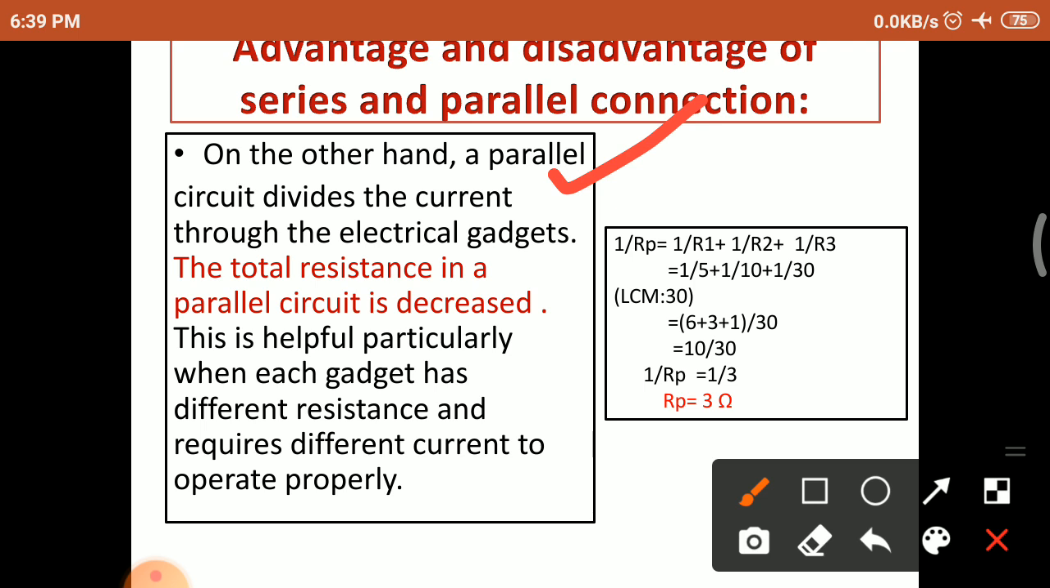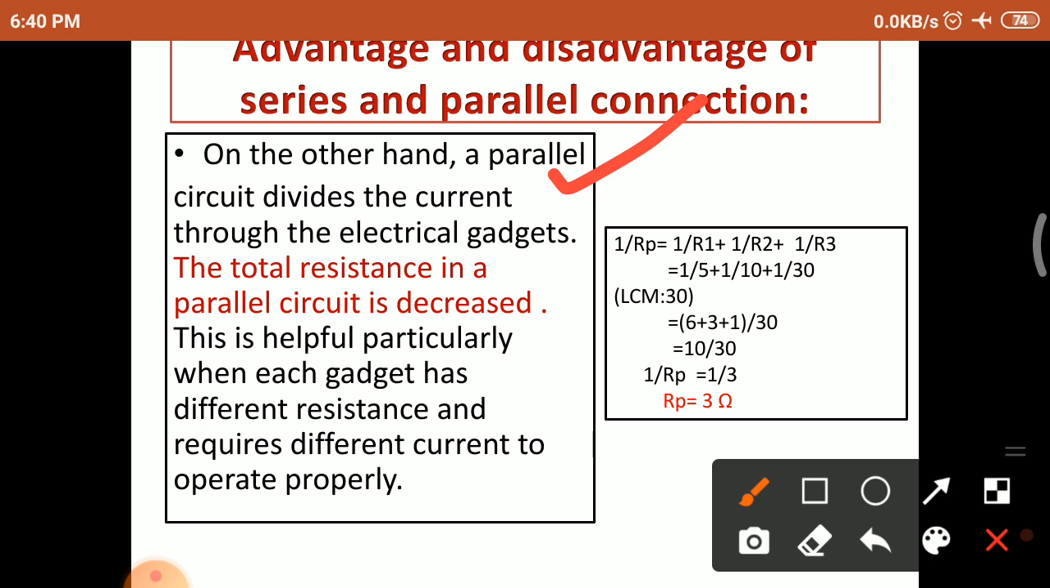We cannot connect the TV and the refrigerator in series combination because both electrical appliances need different amounts of current. So we connect them in parallel combination, because in a parallel combination the current is different for different electric gadgets, but the voltage is the same. We can give 220 volts to the TV and also to the refrigerator. And also the total resistance in a parallel circuit is decreased.